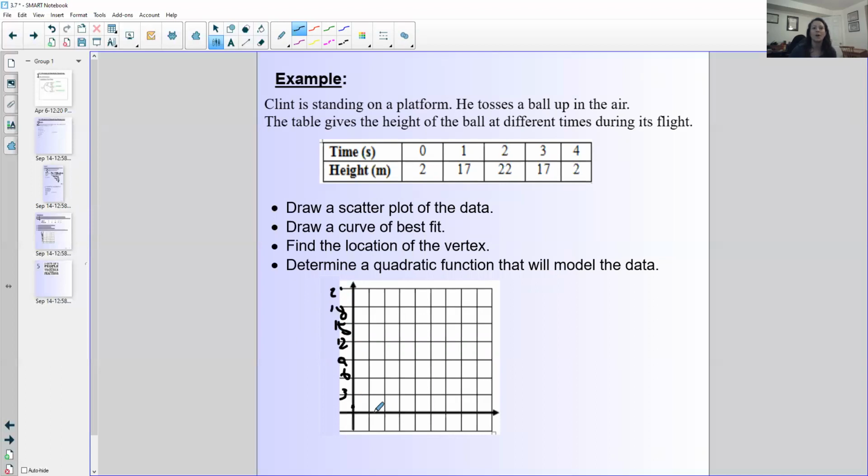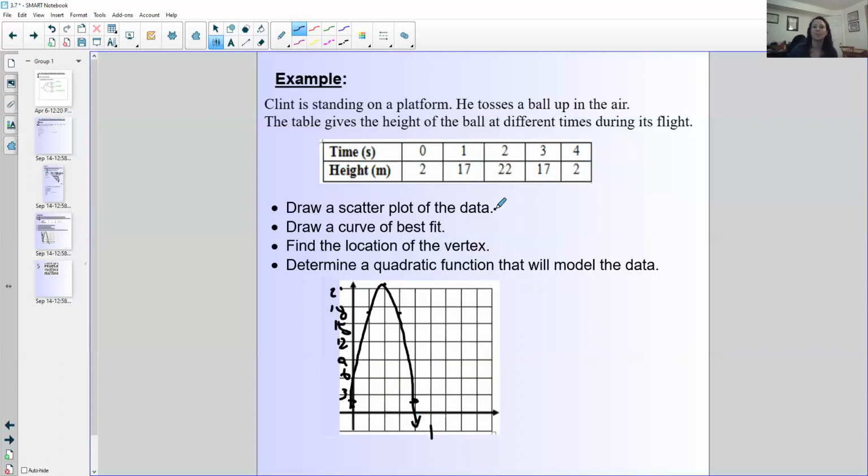Now this isn't going to be great. 1 and 17, we're somewhere up here. 2 and 22 is just going to be right outside our grid. 3 and 17, 4 and 2. 1, 2, 3, 4. This is somewhere about there. Okay, you should notice you will get some type of quadratic. Okay, do our best. There it is. Look how nice that looks.